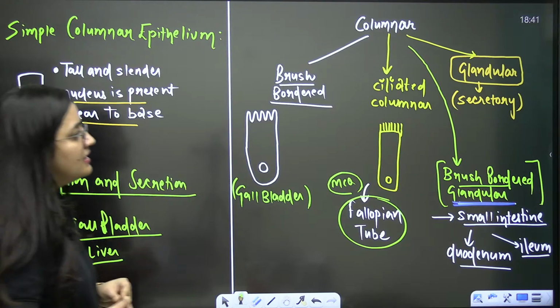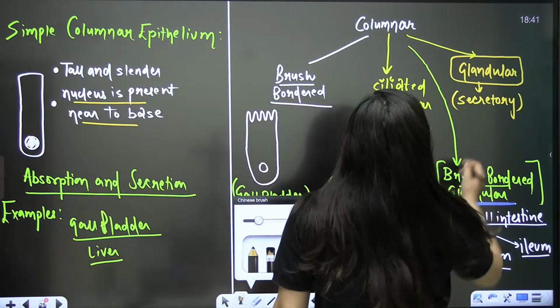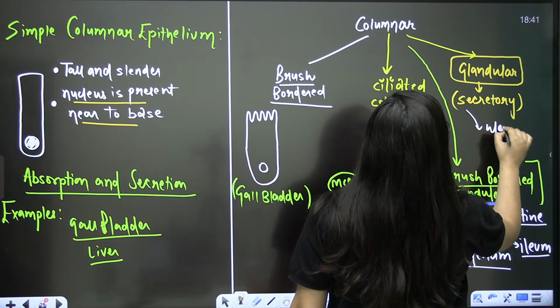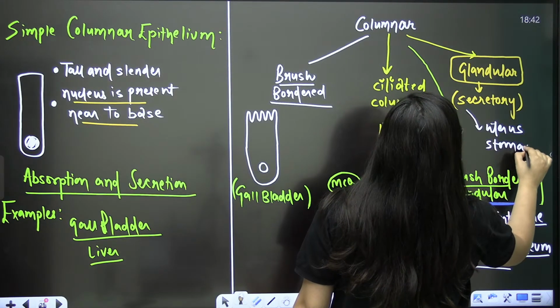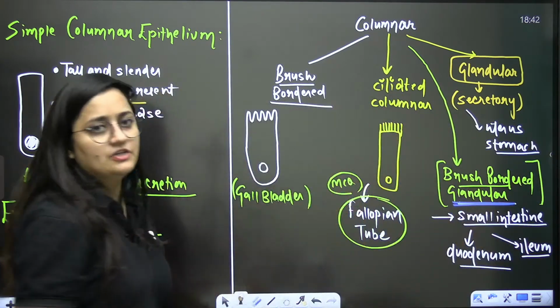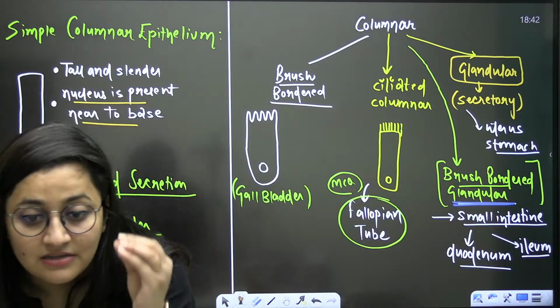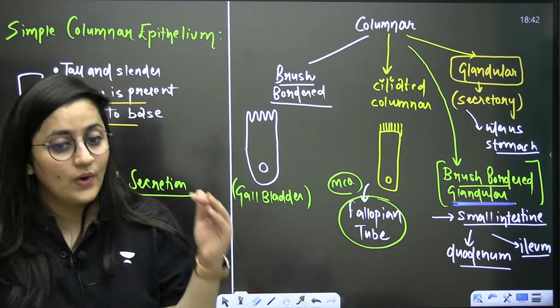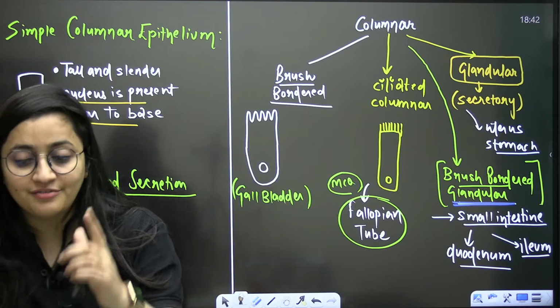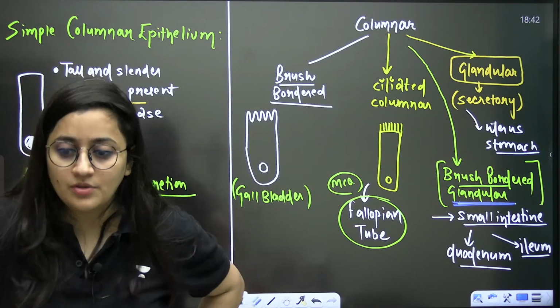And when it comes to the glandular, it is present in the uterus and in the stomach. So different examples are there, and that is how these modifications are helpful. Whenever the word is brush bordered, always remember we are talking about the microvilli.